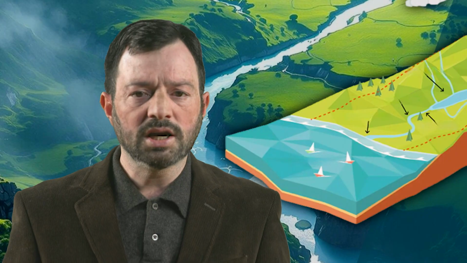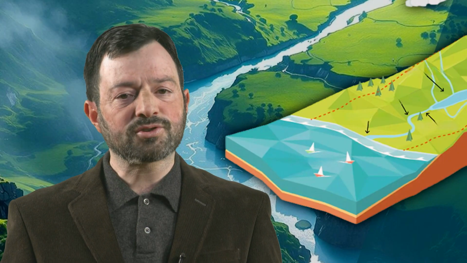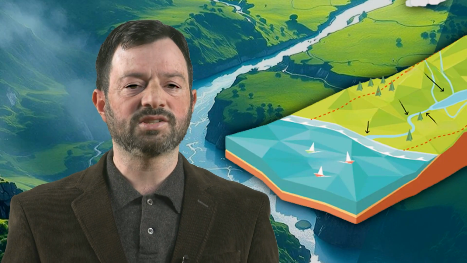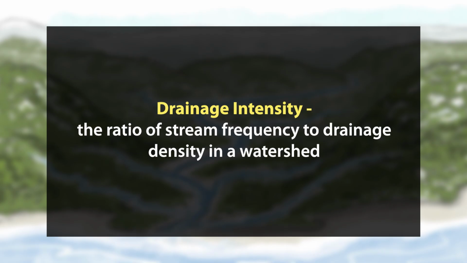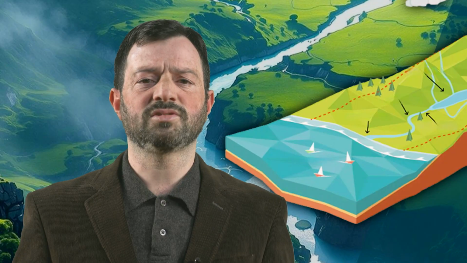It helps in understanding how strongly a basin is dissected by stream channels, which affects runoff, infiltration and erosion. Drainage intensity is the ratio of stream frequency to drainage density in a watershed. It is a measure of how many streams exist for every unit of drainage density.